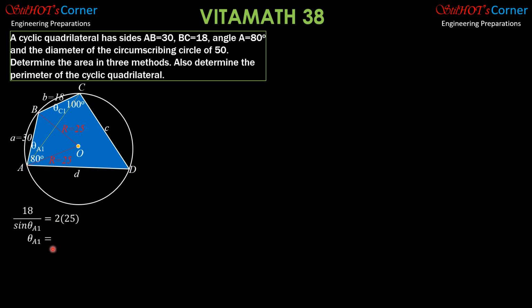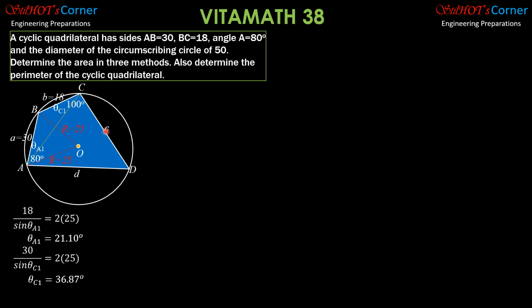So theta A1 is equal to, using your calculator, 21.1 degrees. Likewise, 30 over sine of theta C1 is equal to 2R, 2 times 25. So 30 divided by 50, inverse sine, then we have theta C1 equal to 36.87 degrees. So knowing theta A1 and theta C1, we can now solve side C and side D.